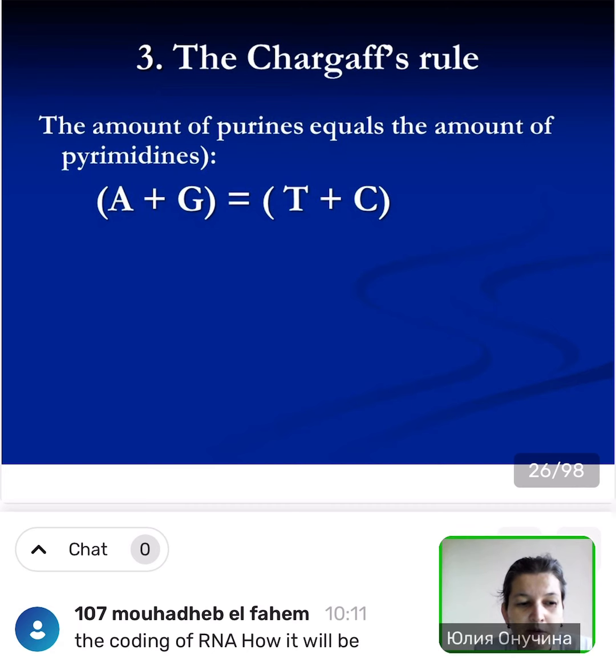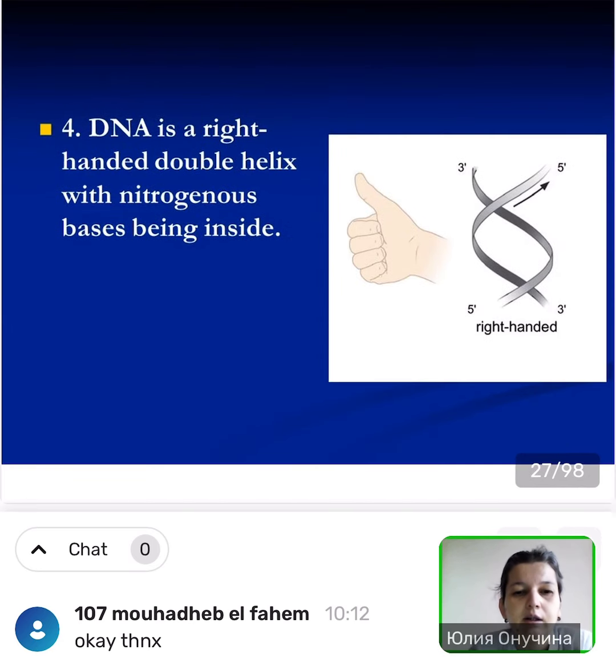So amount of purine nucleotides always equal to amount of pyrimidine nucleotides. The fourth rule, DNA is a right-handed double helix, and nitrogen bases are located inside this helix.